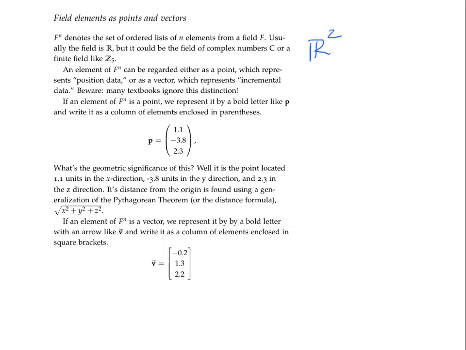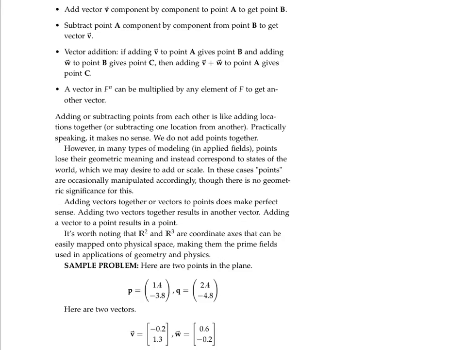What are the uses of points and vectors? Let's take a look. The first is that we can add a vector component by component to one point to get to another point. So we want to start at point A and get to point B. How would we do that? Well, we add a vector onto it. That vector indicates the appropriate increments of change in the x component, the y component, and the z component, or if you're in the plane, just the x and y components, to get to the second point.